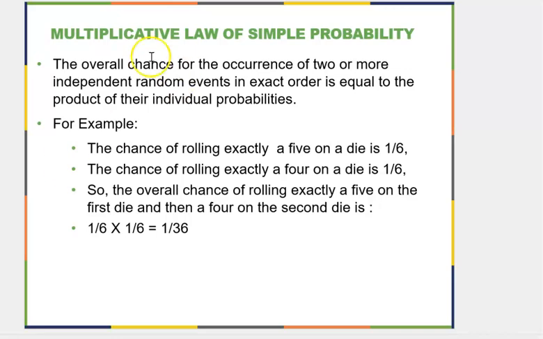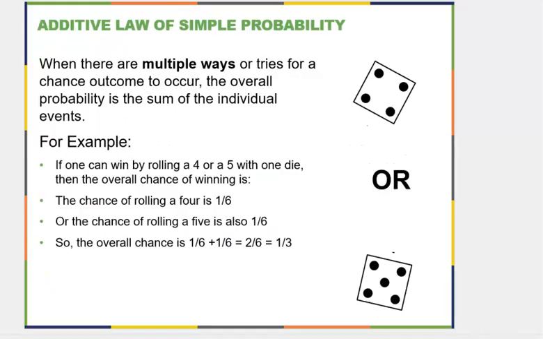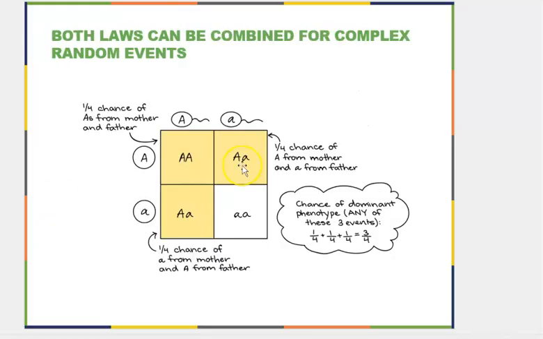So this is how the multiple and simple probability laws work, which we'll get to when we do dihybrid crosses. Again, both laws can be combined, and you can just think about this. What are the odds of, let's say you have a cross like this, what are the odds of you having a white pea plant twice?